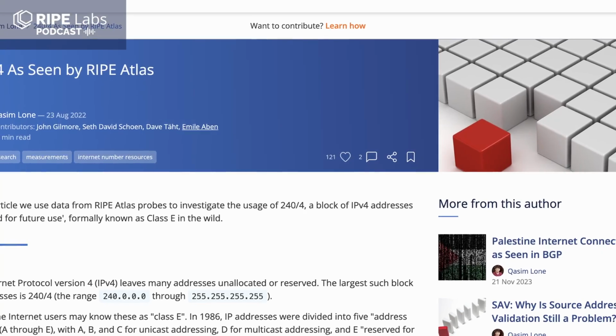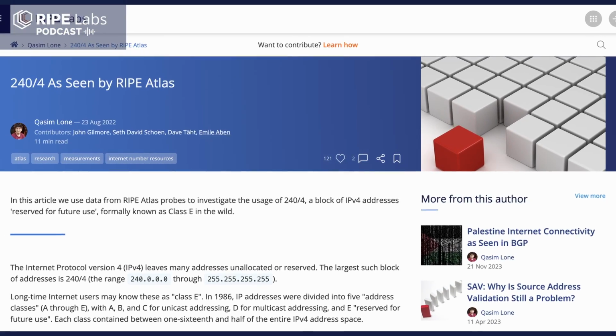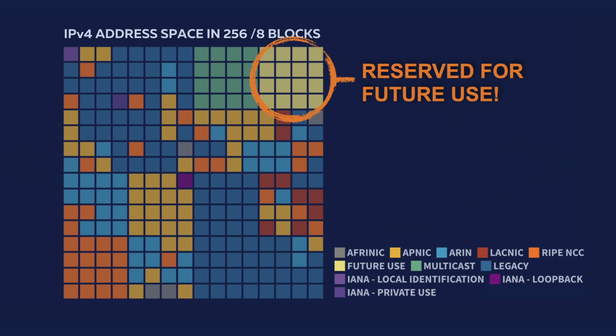Okay, so let's move on now to another really interesting topic that you've worked on and that we've seen in RIPE Labs articles, specifically the article on 240/4. Just to give a little bit of background here, in a nutshell, there's this certain block of IPv4 address space that's reserved for future use. So people shouldn't be using those addresses, but it turns out they are. So what's the deal with this particular region of IPv4?